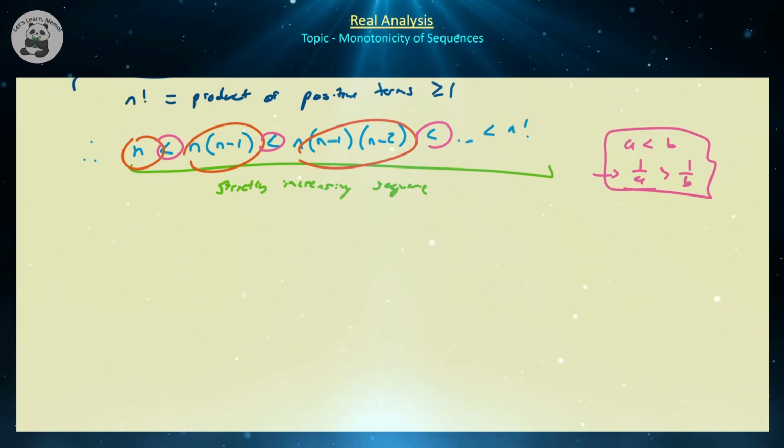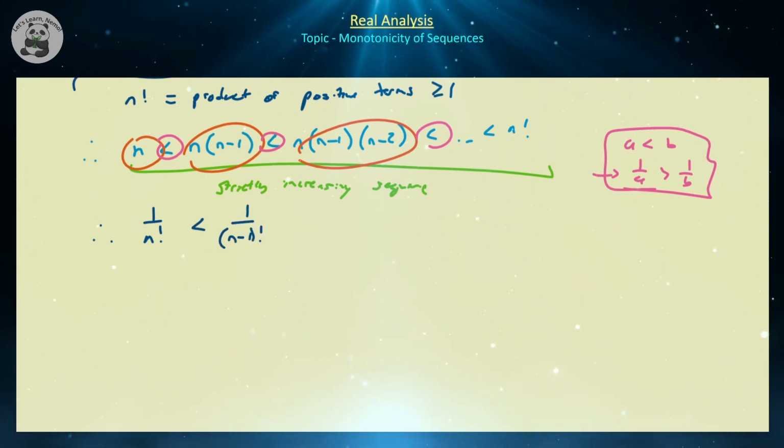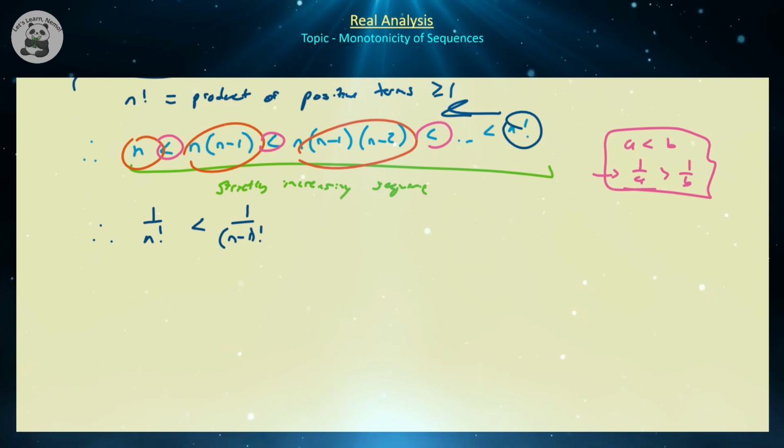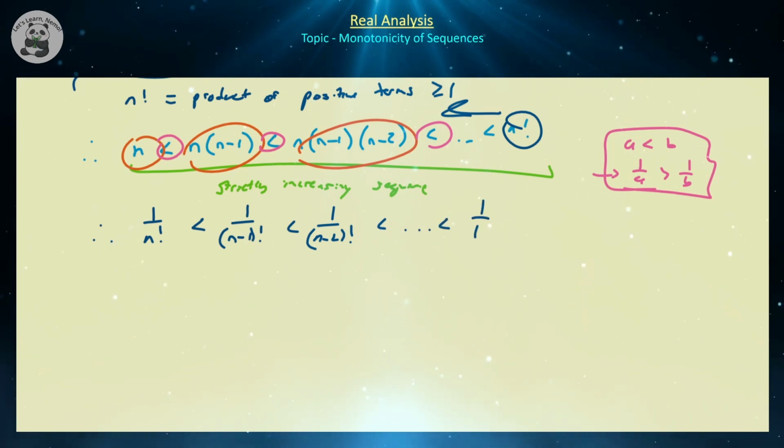So if that is the case, then once we reciprocate, what we're going to have is 1 over n factorial is going to be less than 1 over n minus 1 factorial. So I'm starting at the top and working my way left. And that's going to be less than 1 over n minus 2 factorial. And that's going to be true all the way down to 1 over 1 if we continue inductively. So that gives us 1 over (n plus 1) factorial will be less than 1 over n factorial.